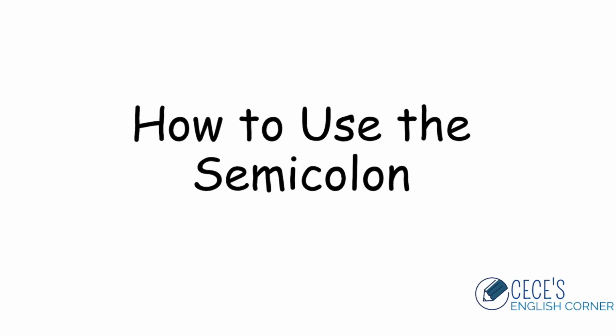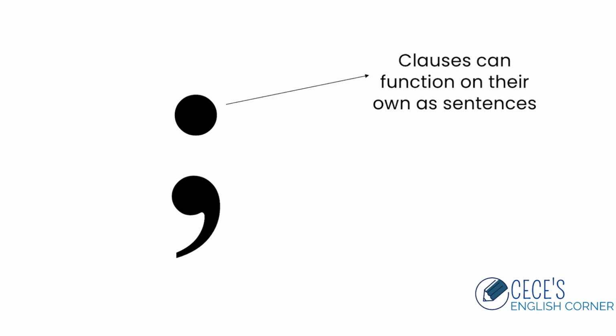Let's talk about semicolons today. We use the semicolon to join related ideas that can act on their own as sentences. When you think about the semicolon, it's simply a period and a comma put together. The period reminds us that the ideas or clauses can function on their own as sentences. These are called independent clauses.